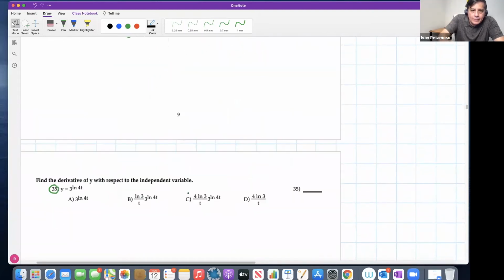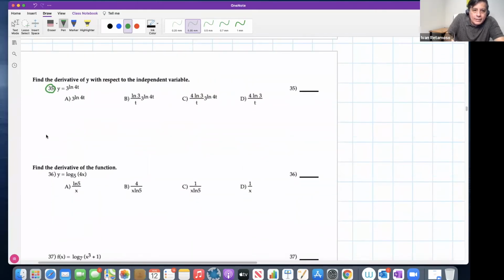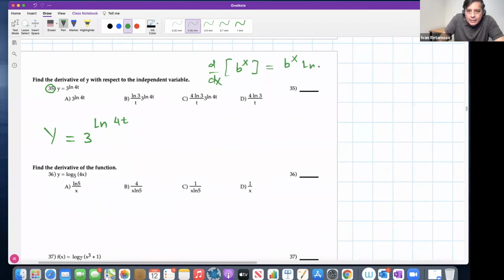Moving on. This one we shouldn't skip. y equals 3 raised to the natural log of 4t. Remember the formula, right? The derivative with respect to x of b to the x is equal to b to the x multiplied by the natural log of b. Let's use the formula. This derivative will be then itself first, 3 to the natural log of 4t, times natural log of 3, right?